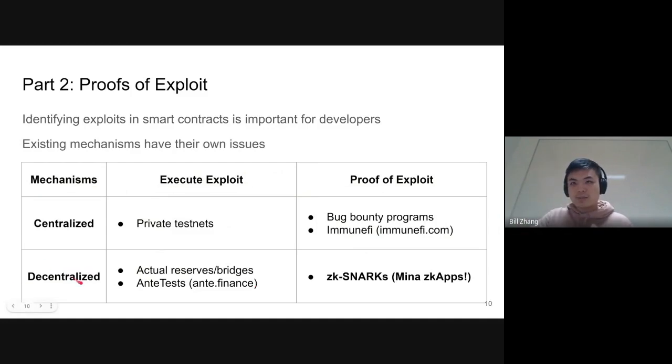If we want a decentralized mechanism that just requires us to prove that exploits exist without having to execute them, then the only way is to use ZK SNARKs. We want to create ZK proofs that these exploits can occur based on our knowledge, such that we can claim bug bounties and such in a decentralized way. And Mina ZK apps are a good environment for building these.